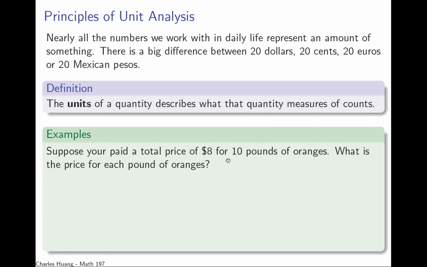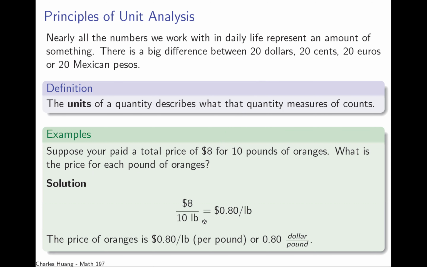So let's look at the example over here. We want to find out the price for each pound. Whenever you see the words "for each pound," for each, that means that we have to divide. We have to divide the price by the pound. So we take $8 and we divide it by 10 pounds, and this will look like this. We put it into our calculator and get 0.8.